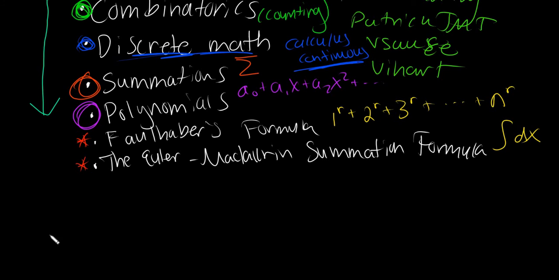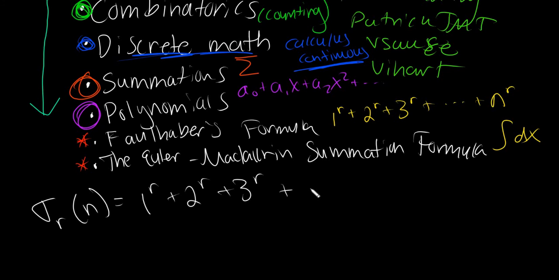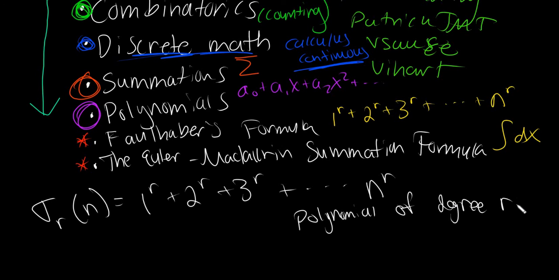And we're going to show a lot about this interesting class of functions, which I define like this. Sigma sub r, this is the function sigma r of n, is equal to 1 to the r plus 2 to the r plus 3 to the r plus ... up to n to the r. And I will show you that this is a polynomial of degree r plus 1 in n.